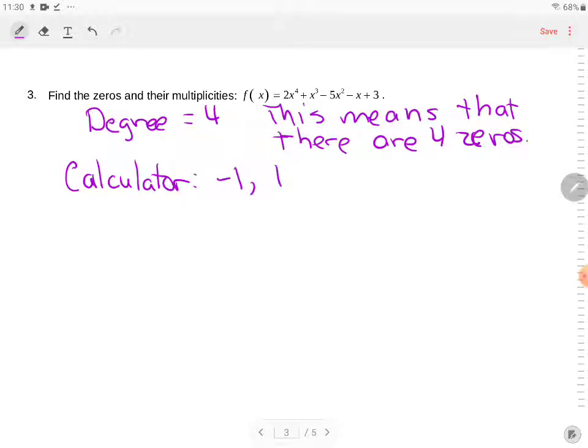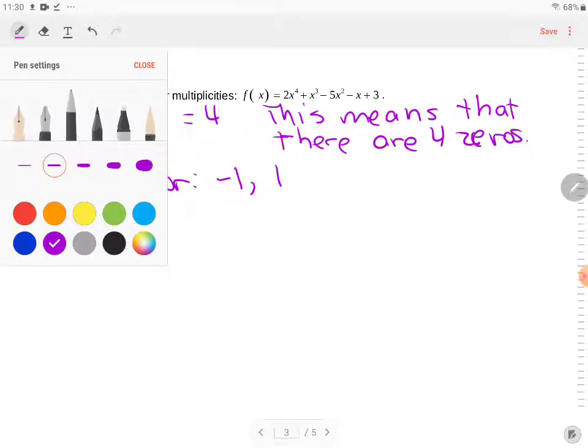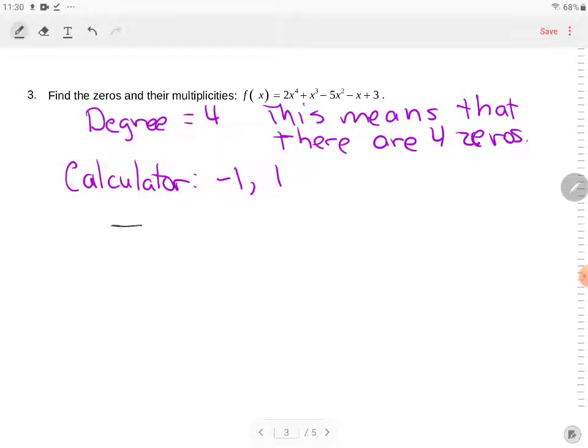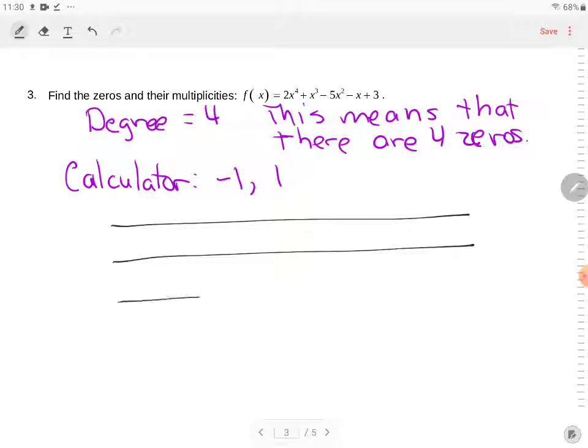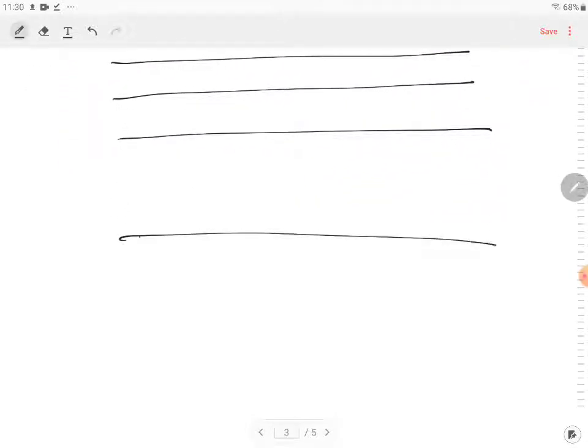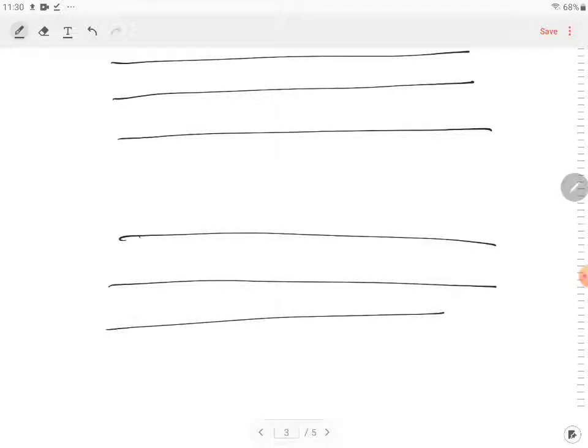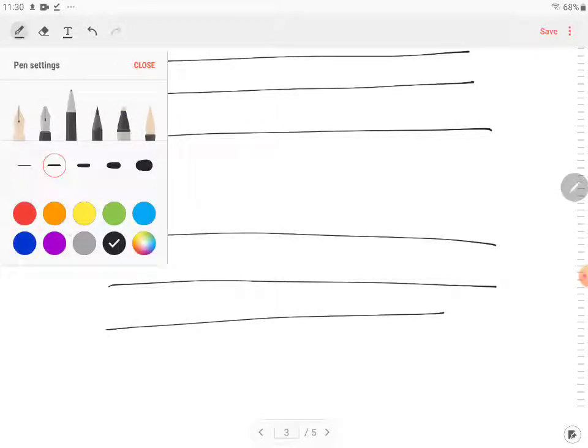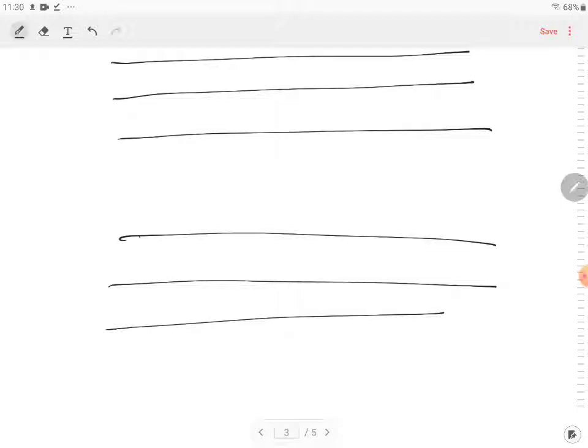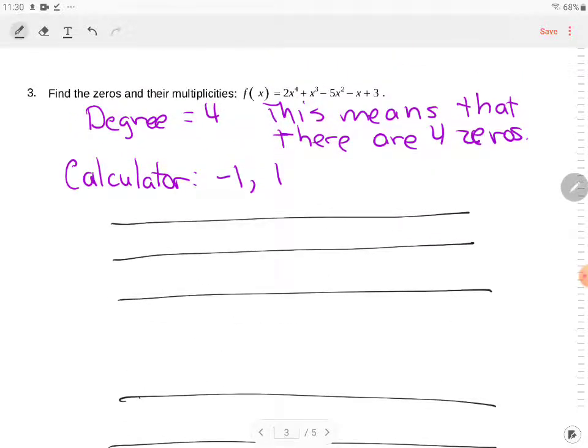We must do synthetic division. The order that we do our synthetic division does not matter. And I know because I have 2 zeros, I'm going to have to do 2 synthetic division problems. And then we'll do quadratic formula, go from there. It doesn't matter which number you want to divide first. Let's just do the negative 1.